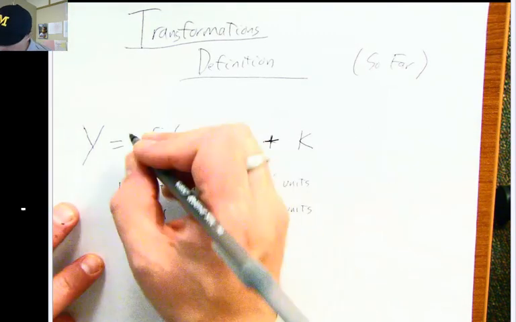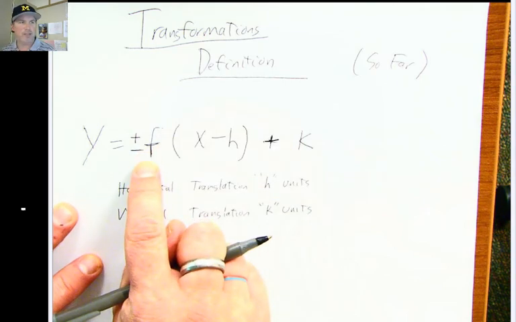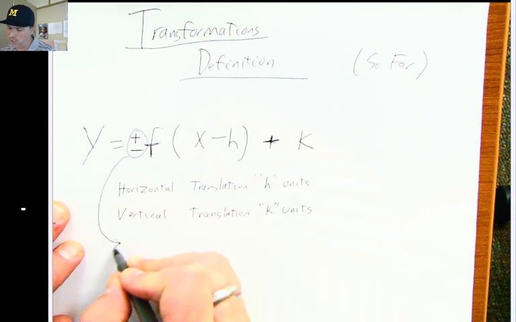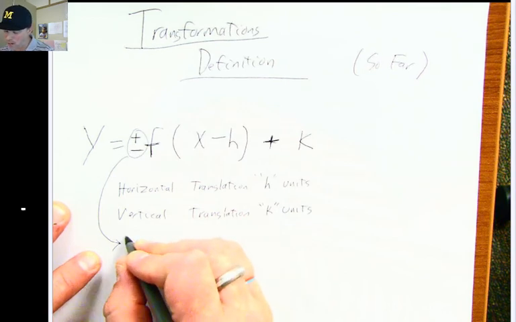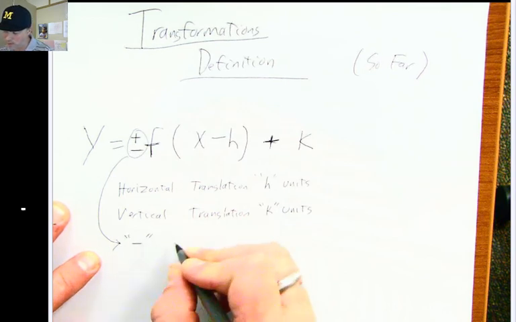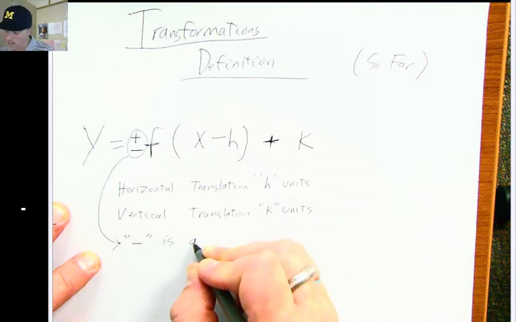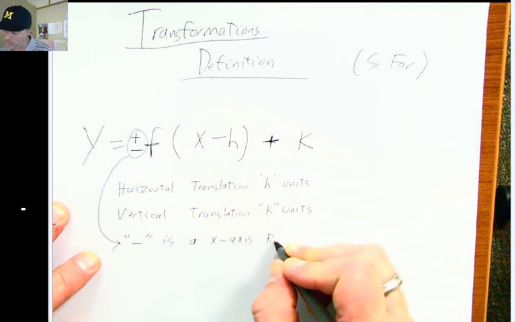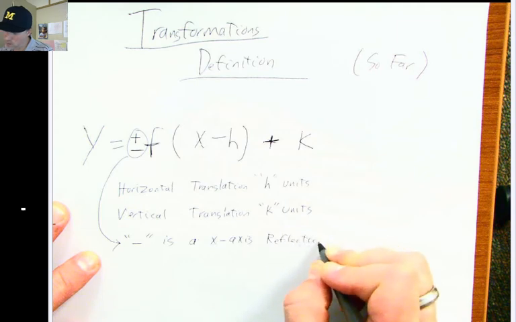So whether there is a positive or negative in front of the function determines whether it's going to be a reflection. So I'm just going to put this positive negative and mention down here that negative is an x-axis reflection.